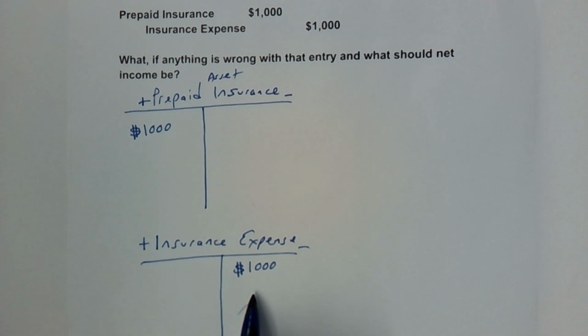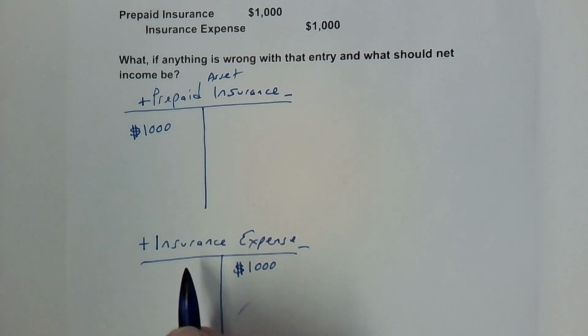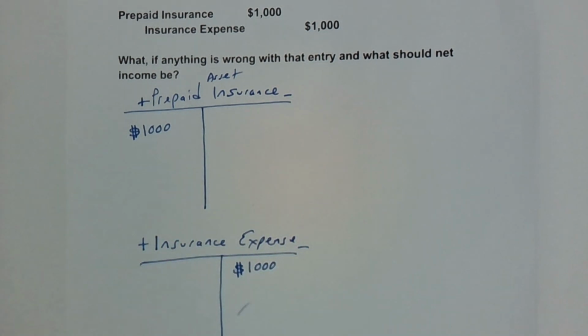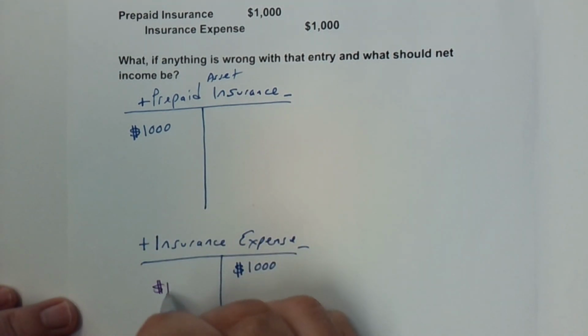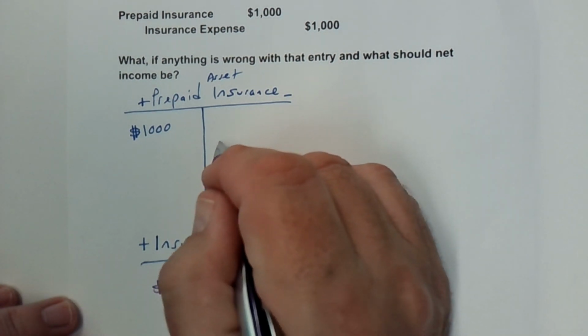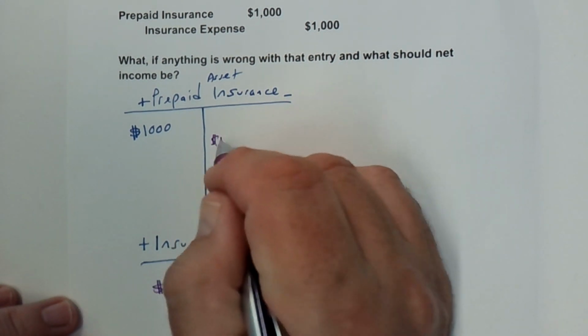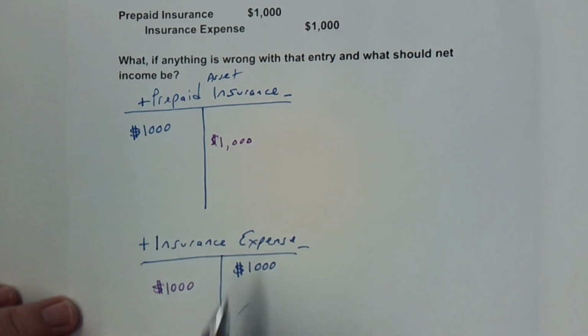I'm pretty sure that we intended to do it the other way, that we intended to use up $1,000 of our prepaid insurance and to expense it. So the way that should have been is it should have been a debit of $1,000 to the insurance expense, and it should have been a credit, which would have reduced the prepaid insurance by $1,000. So we would have credited the asset of prepaid insurance.